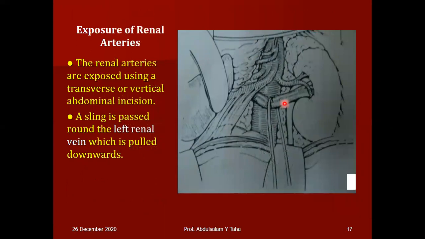Okay. Exposure of the renal arteries. Renal arteries are exposed using a transverse or vertical abdominal incision. And then, as I told you, after displacing the bowel to the right side, we can see the left renal vein. The left renal vein can be encircled by a sling and retracted inferiorly, and this will allow us to expose the left renal artery.